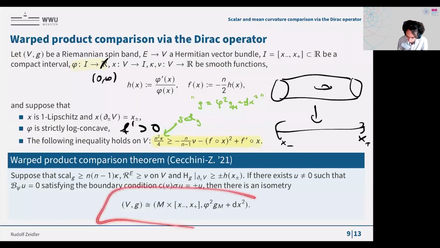Then we can actually conclude that this band we started with is already a particular warped product, namely the warped product given by the function that we started with. And we can also say something more about this M.